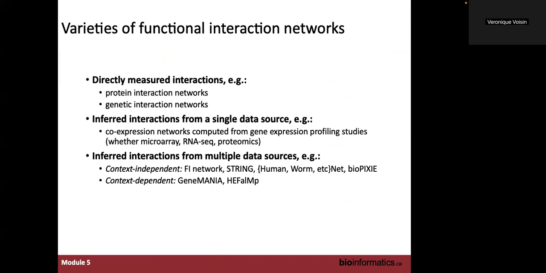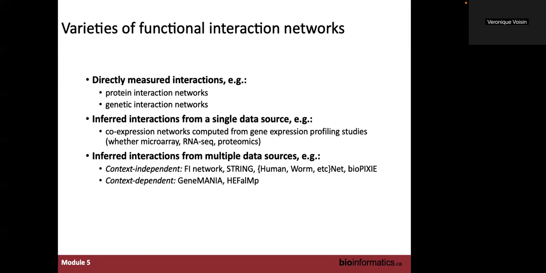So there are varieties of functional interaction networks. Some can directly measure interactions, like the one that we've seen, the protein interaction network and the gene interaction network. Some can be inferred interaction from a single data source. This is the example of the co-expression network that we just have seen. Some are inferred interaction from multiple data sources, and context independent, like the FI network or the STRING network that we'll see at the end.